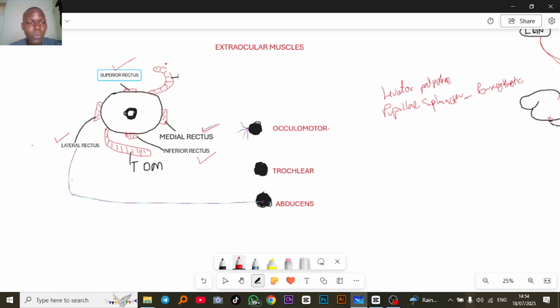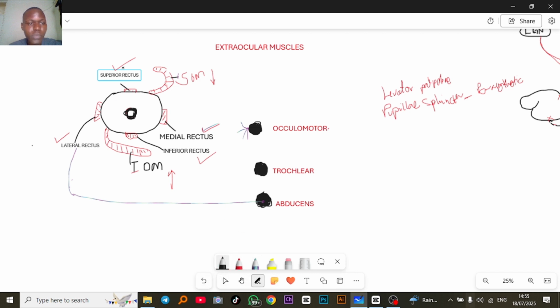The exceptions would be the obliques. The obliques will perform contralateral actions, in that instead of the superior oblique elevating, it will depress the eye. That's moving the eye downwards. Whereas the inferior oblique will move the eye upward. So contraction of the inferior oblique will move the eye upward, whereas contraction of the superior oblique will move the eye downward.